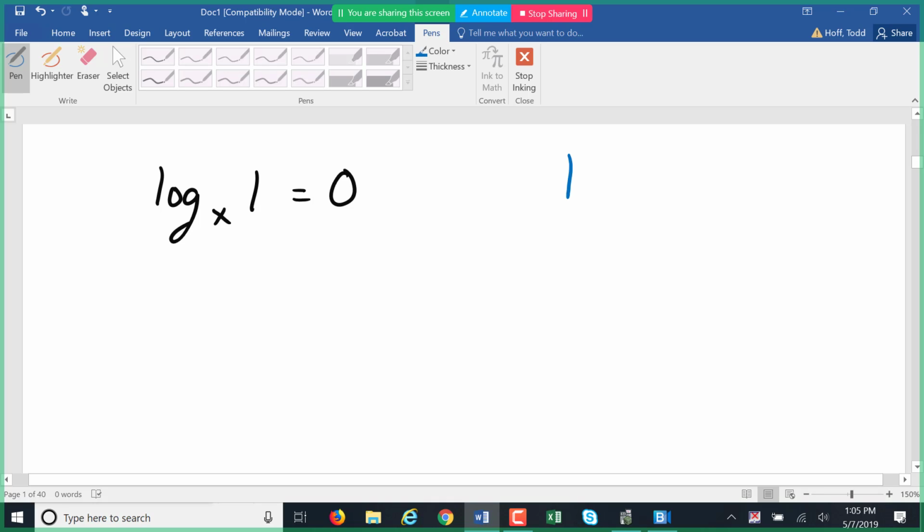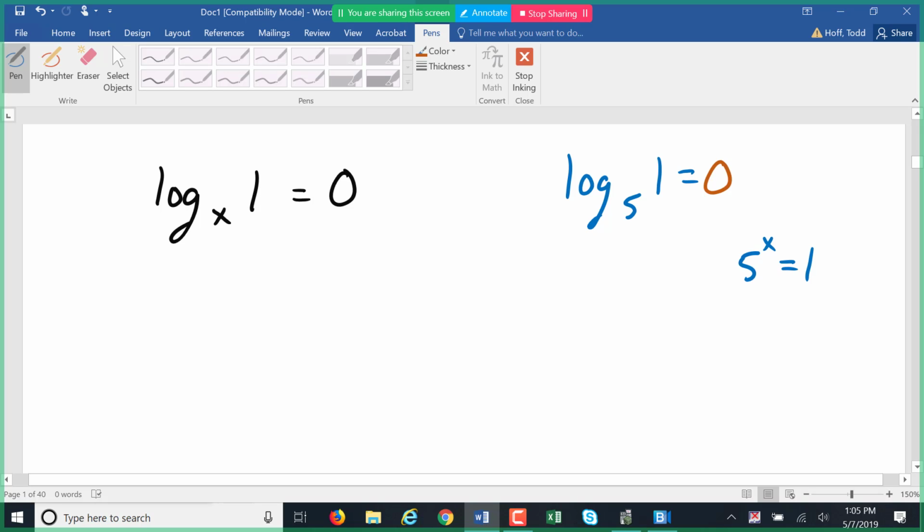Let's do this one first. Log base 5 of 1, of course, we said, is asking: 5 to what power equals 1? What does x have to be? Careful. 0. 5 to the power of 0 equals 1.